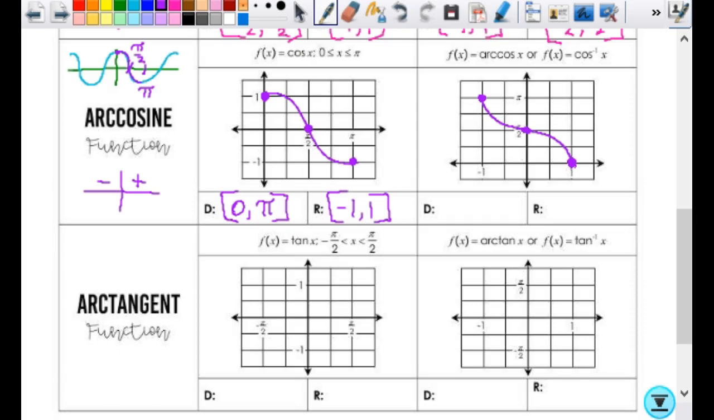So for our domain, we can see that it's from -1 to 1, and also that's the range for the other. And we can see that our range is from 0 to pi.